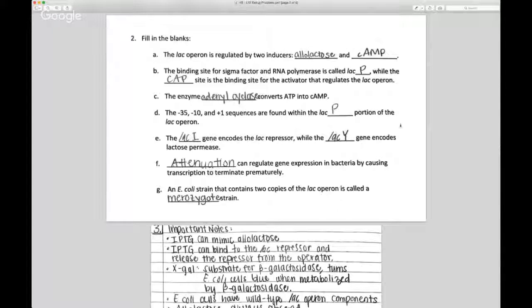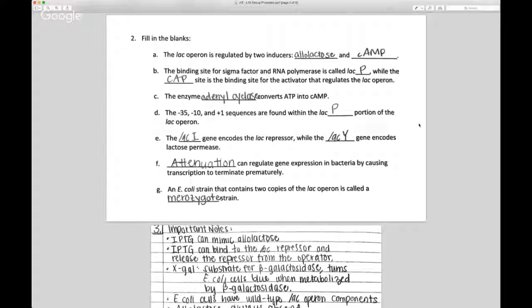Okay, so for number 2, it just has a lot of different fill-in-the-blank questions. So for part A, the LAC operon is regulated by 2 inducers, allolactose and CAMP. Part B, the binding site for sigma factor and RNA polymerase is LAC-P, while the cap site is the binding site for the activator that regulates the LAC operon. Part C, the enzyme adenyl cyclase converts ATP into CAMP. We learn that in the notes.